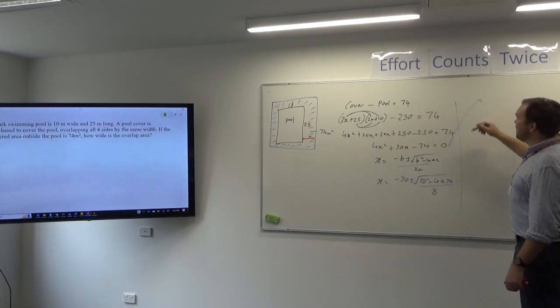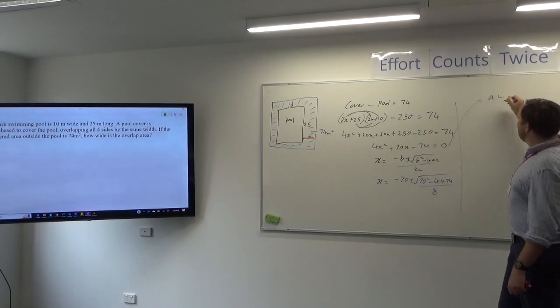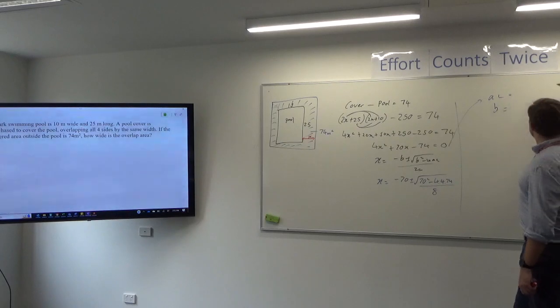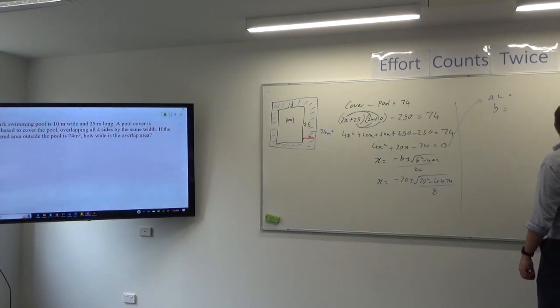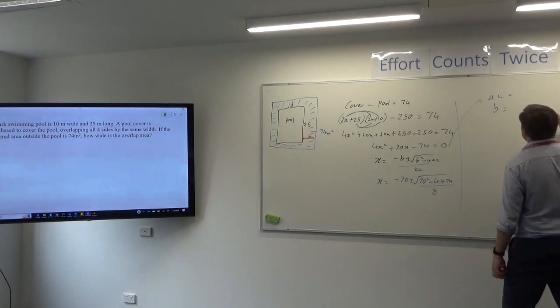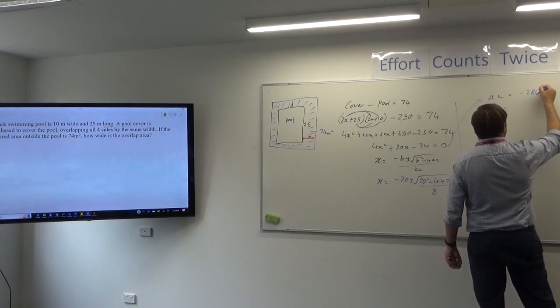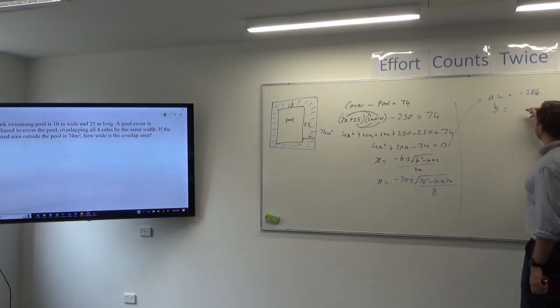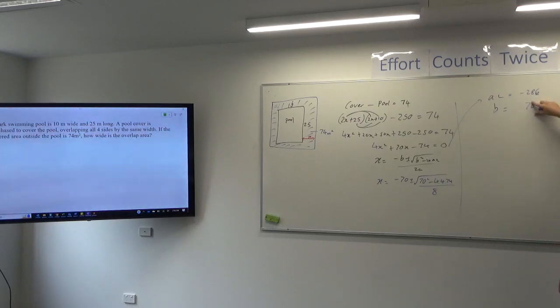If we were to factorize this, you guys can do your method, but I'll do mine. A, C, and B. AC is 4 times 74. Minus 296. And B is 70. So I'm looking for things that multiply to negative 286 and add to 70.